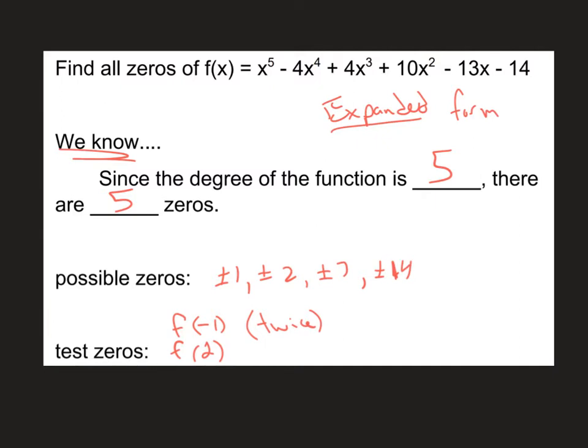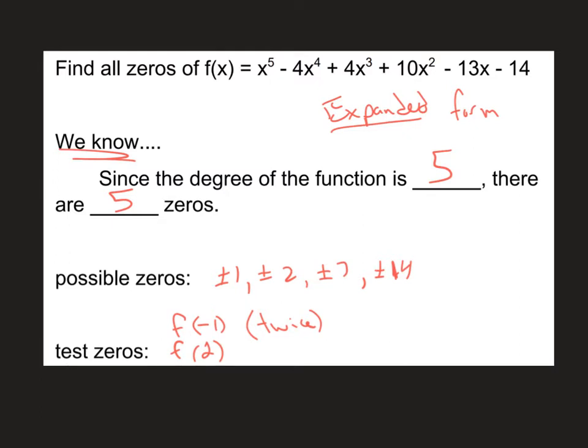I know that this is my constant, also my y-intercept. Got my lead coefficient up here as a positive 1. Since the degree of the function is 5, there are 5 zeros. Hey, no kidding. And then all the possible factors of 14 divided by 1 are going to be plus and minus 1 times 14, plus and minus 2 times 7. So 7 and 14. These are all possible values we could use.